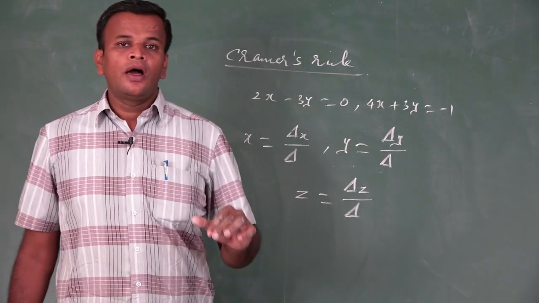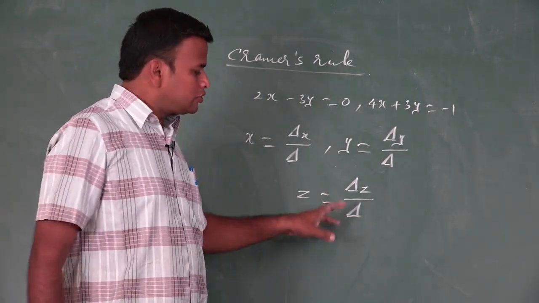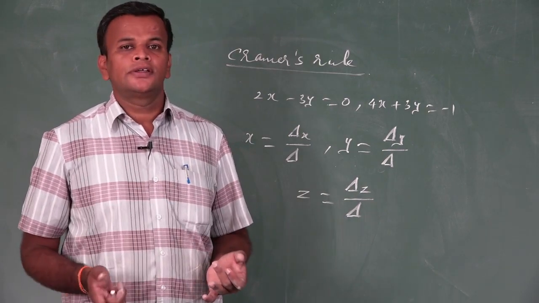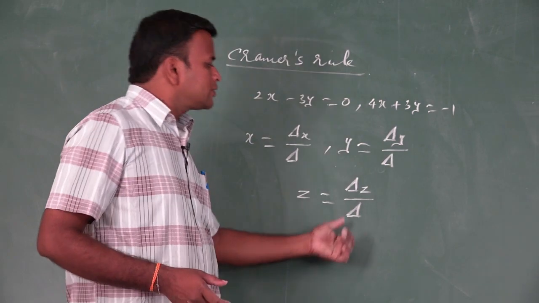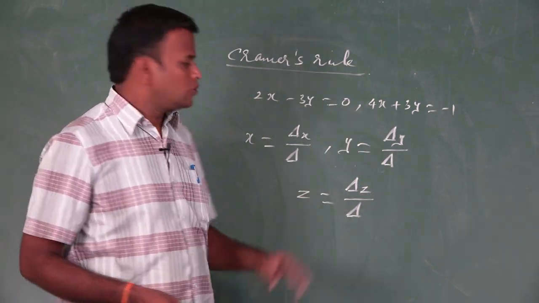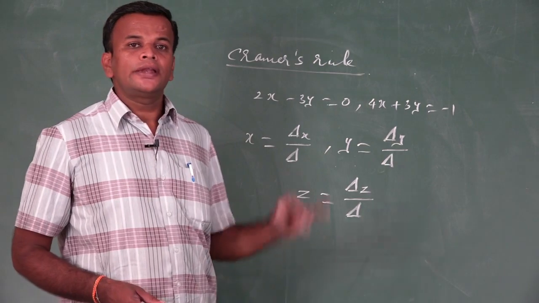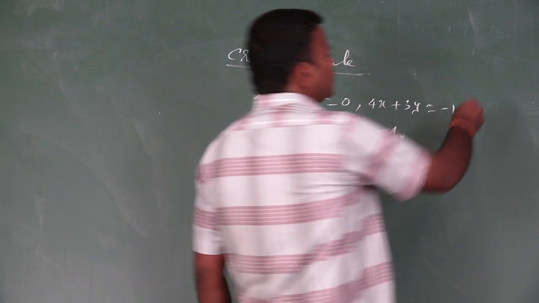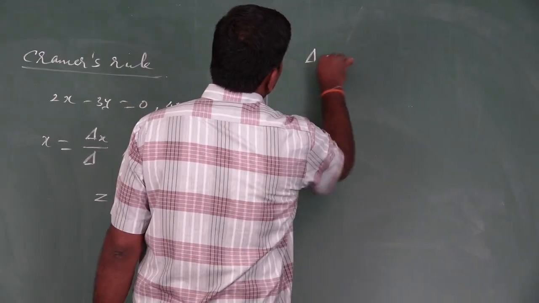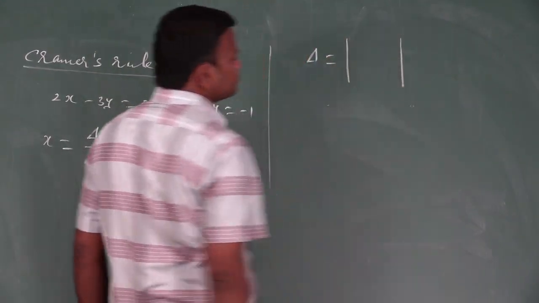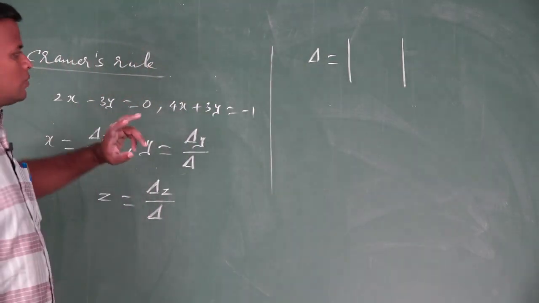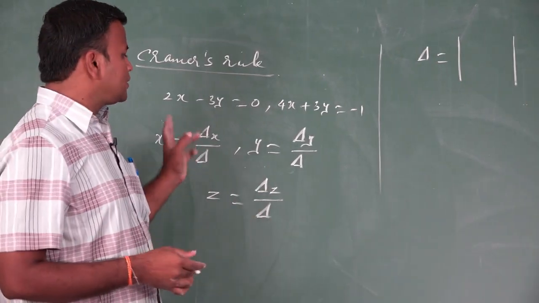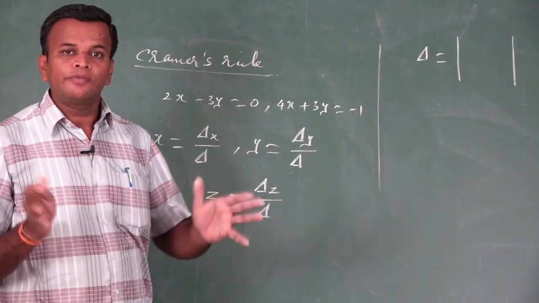Okay, the next step: how to calculate this delta, or we use the shortcut del. How to find del x, del y, and del z? We just pronounce it as del. How to find del x and del y? It's an easy one. The value of del is a determinant. So this method is called Cramer's rule, or in another way we say it is the determinant rule. Del x, del y all involve determinants.